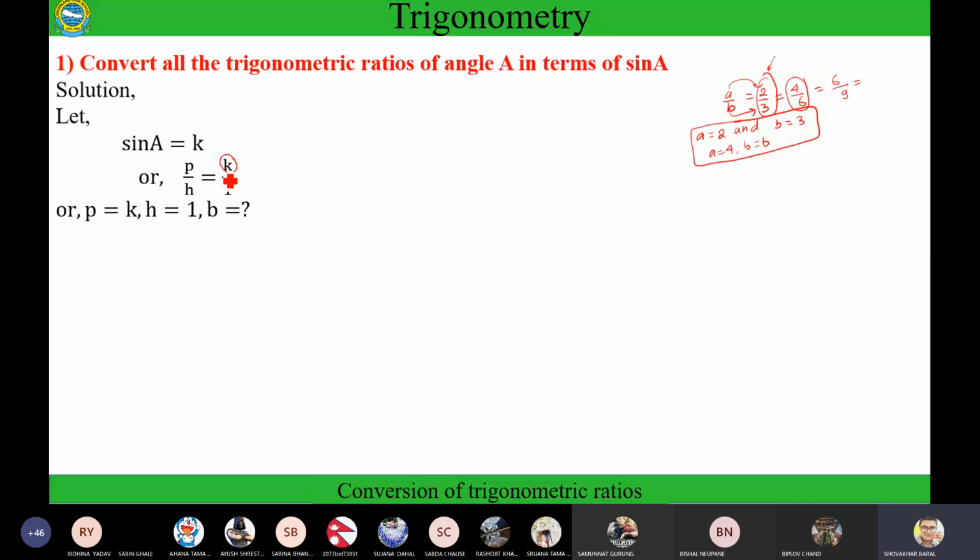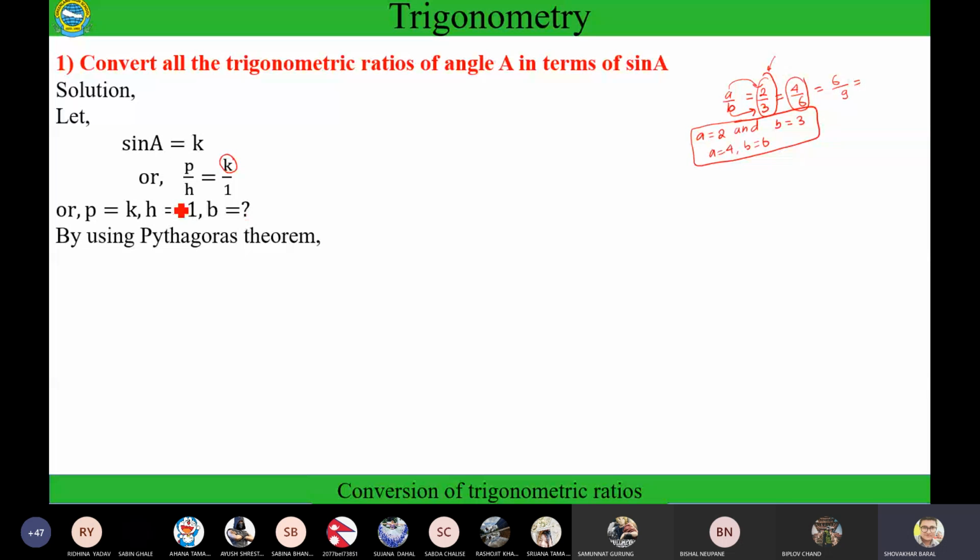If it is a variable, we'll use some other technique. If it is a constant, okay, I'll do the same as the next question. In the next question I will show you there. So we don't have b here. In PBS relation, p is equals to k and h is equals to 1 and b is not equals to 1. So let's use the Pythagoras theorem.